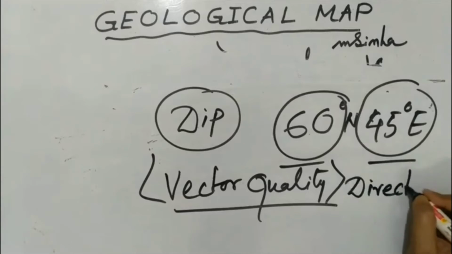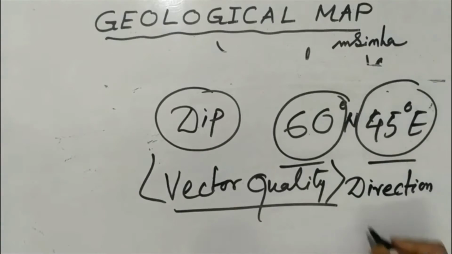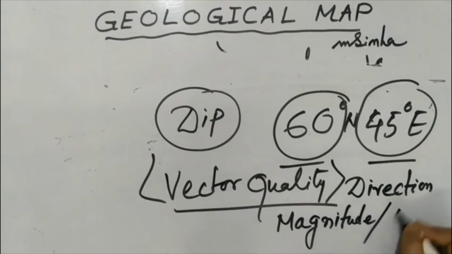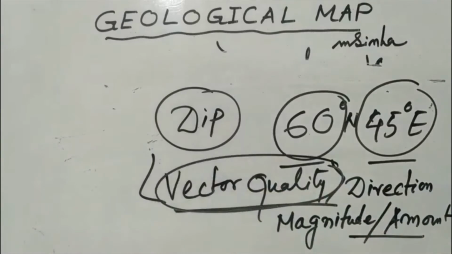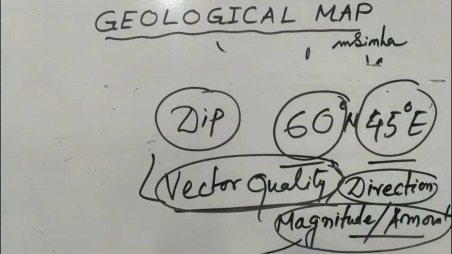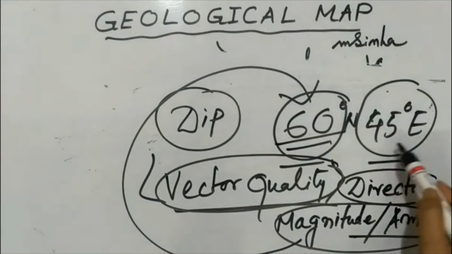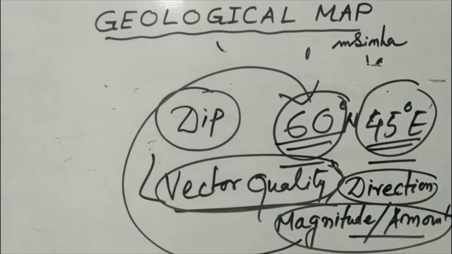Direction means north, south, east, west, and amount means magnitude. Okay. Dip is a vector quantity. What do you mean by vector quantity? A vector quantity is always depicted through two attributes, that is direction and amount or magnitude. The first one is the amount or magnitude. 60 degree is the amount, and the next one, 45 degree east, is the direction. So what do you mean by 60 degree north, 45 degree east?